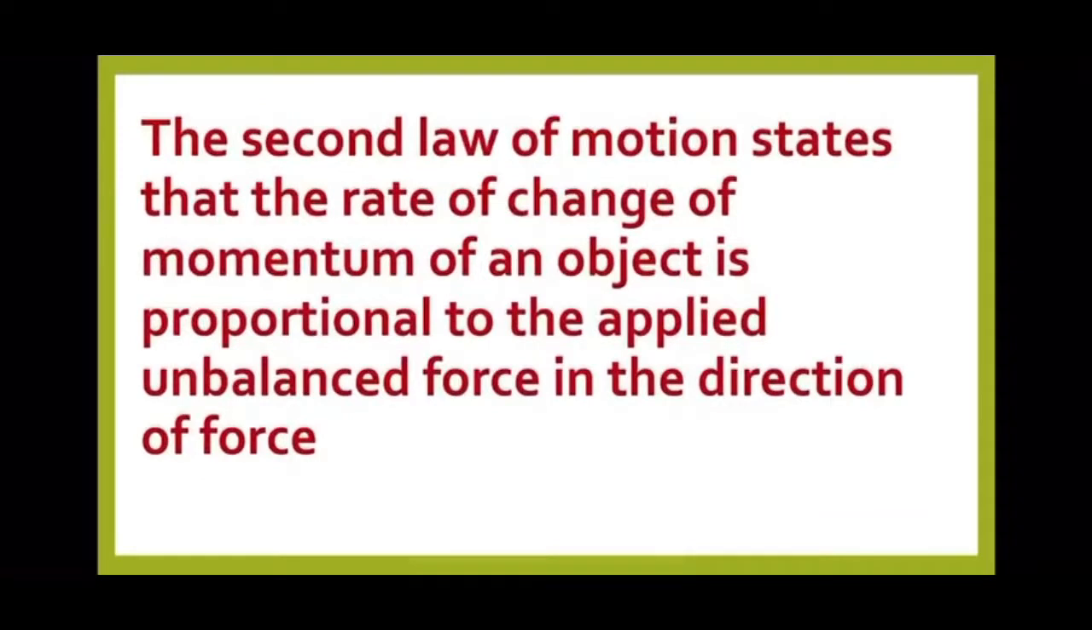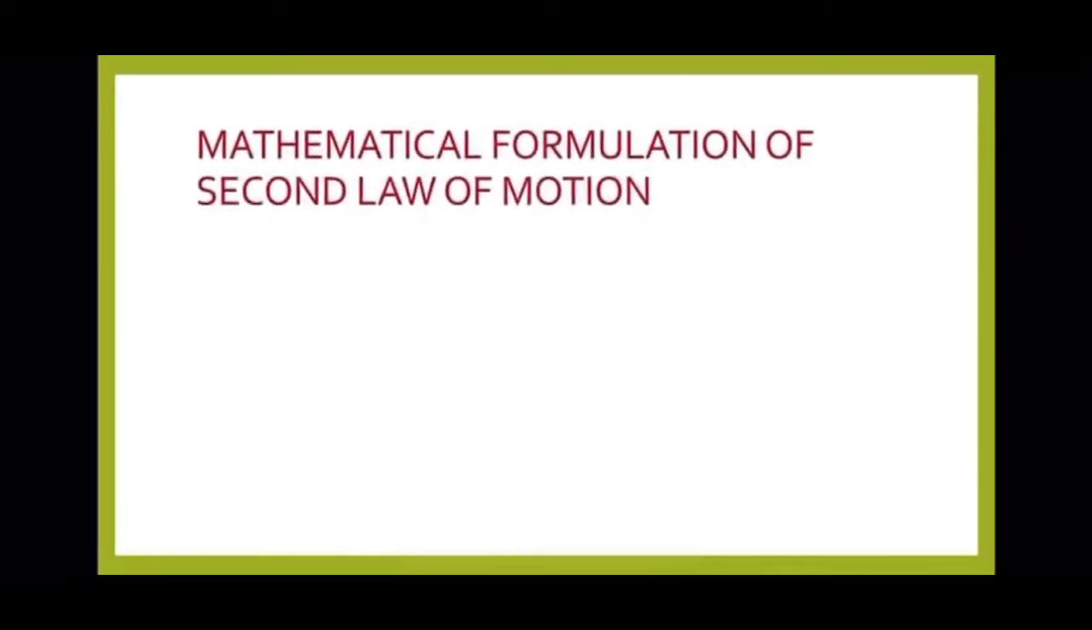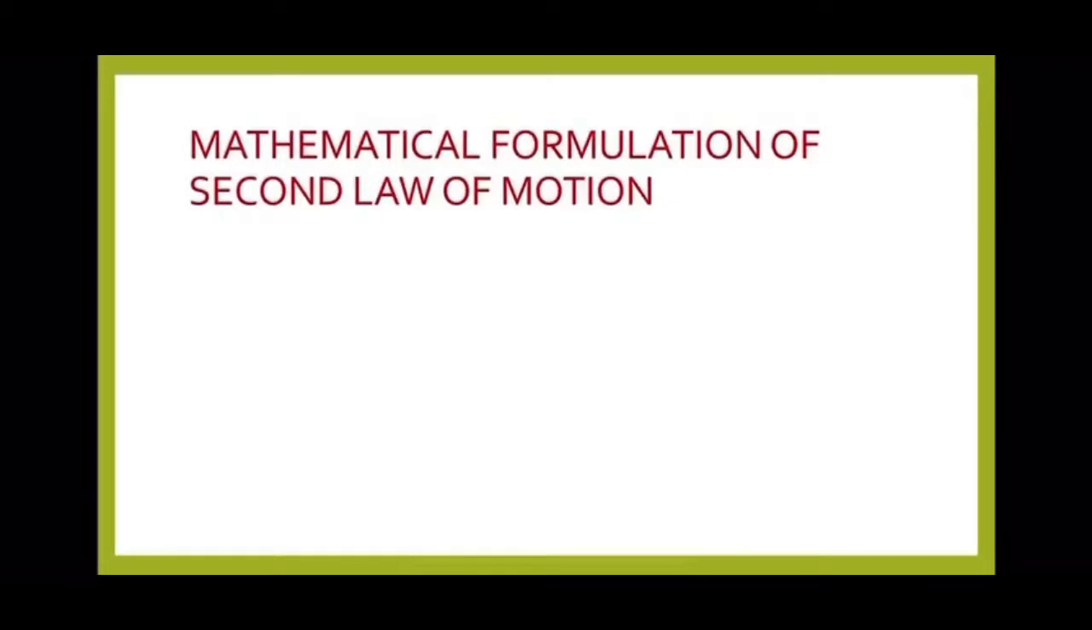The second law of motion states that the rate of change of momentum of an object is proportional to the applied unbalanced force in the direction of the force. Now, the mathematical formulation of the second law of motion. Suppose an object of mass m is moving along a straight line with an initial velocity u and it is uniformly accelerated to velocity v in time t by the application of a constant force F.